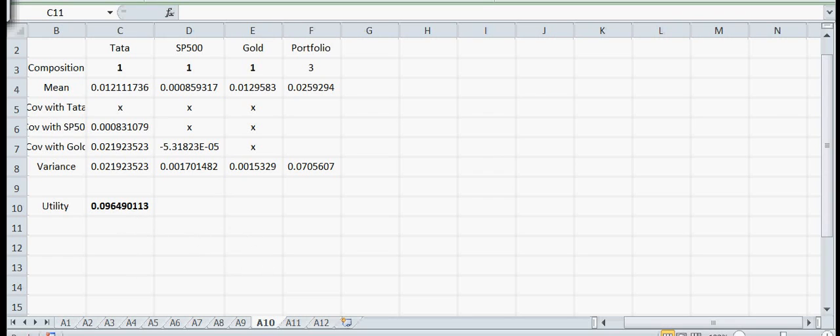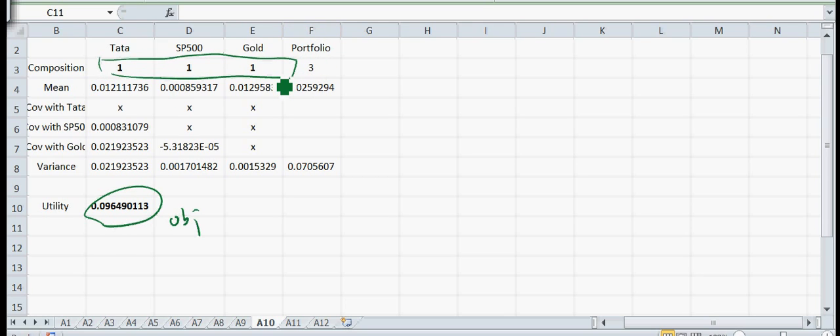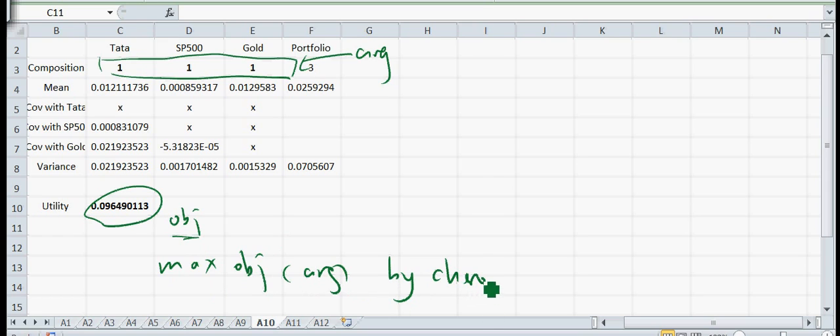So the main idea to set up a solver is basically you need to set up a relationship between the objective, which is the utility function here, and the arguments, which are the weights of each asset in the portfolio. So these are the arguments. So you want to maximize the objective, and we need to write this objective as a function of the arguments by changing the arguments.